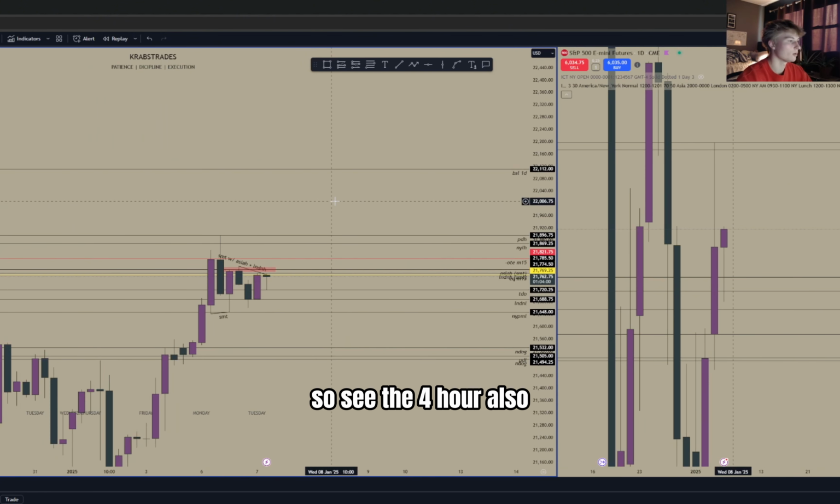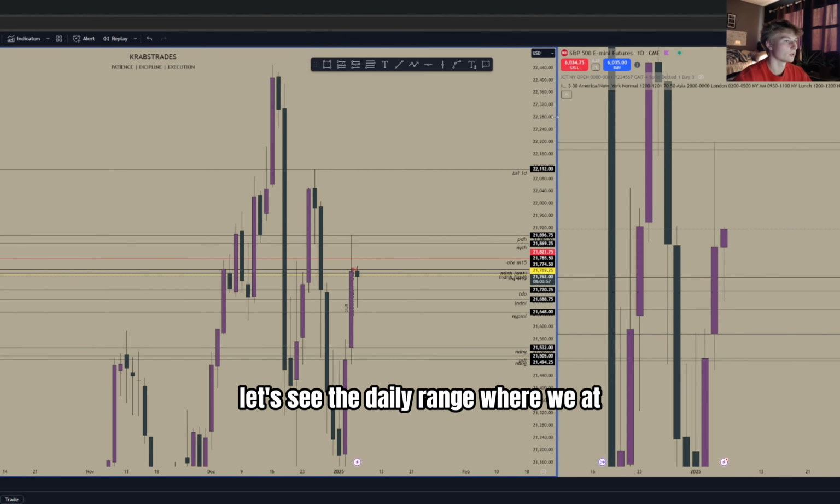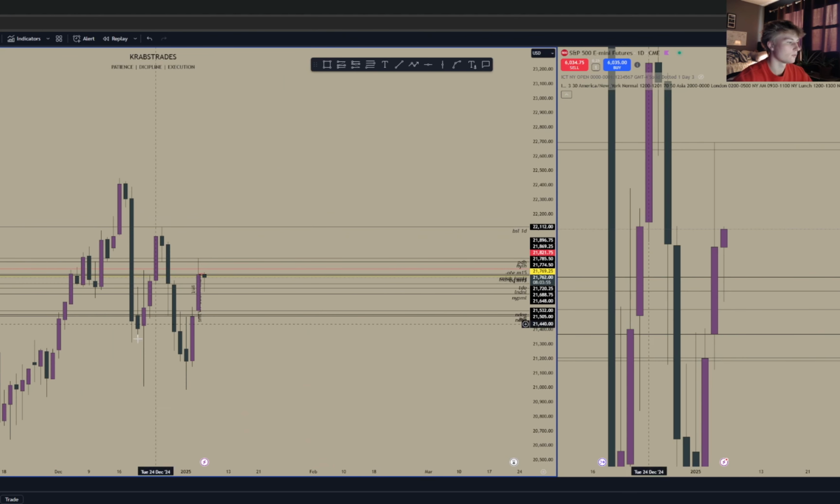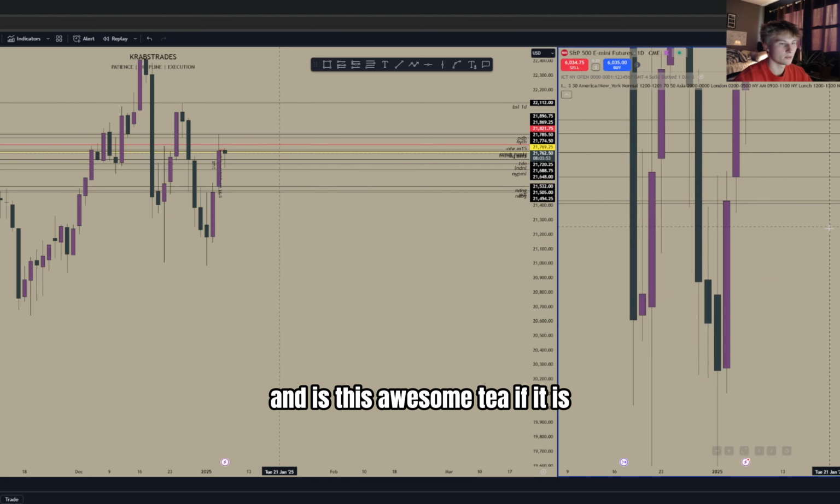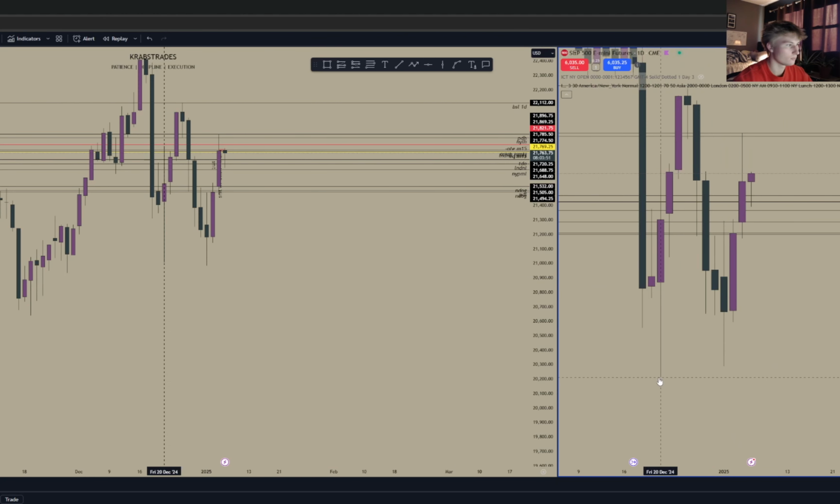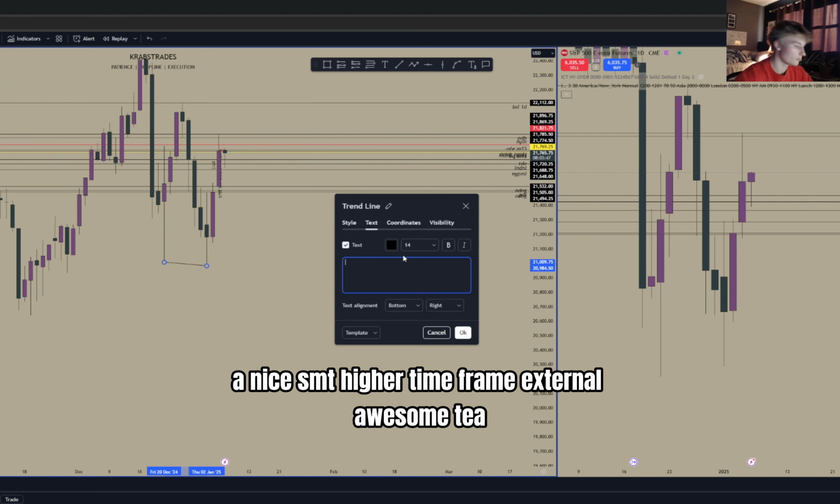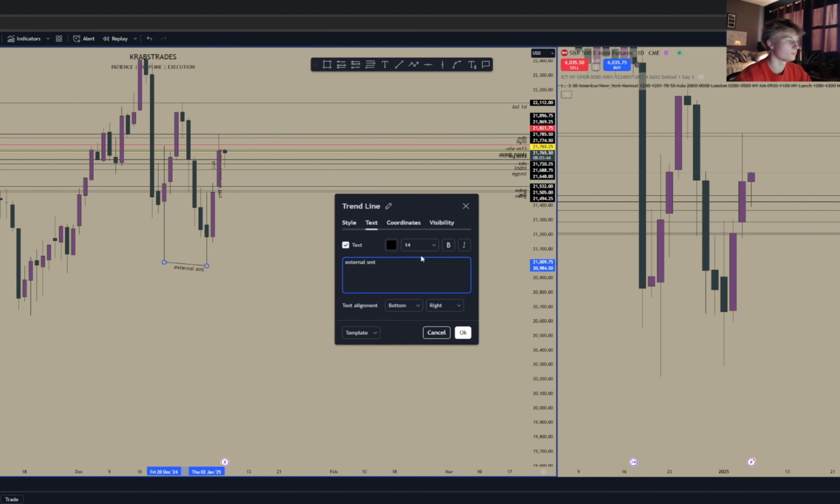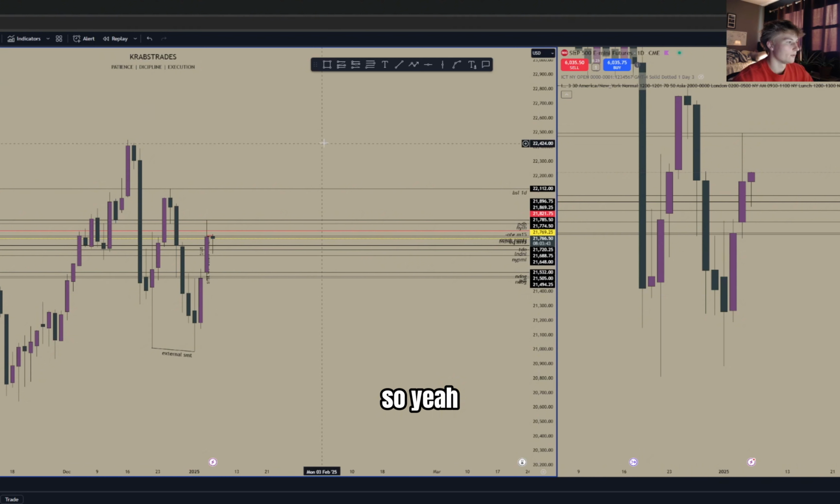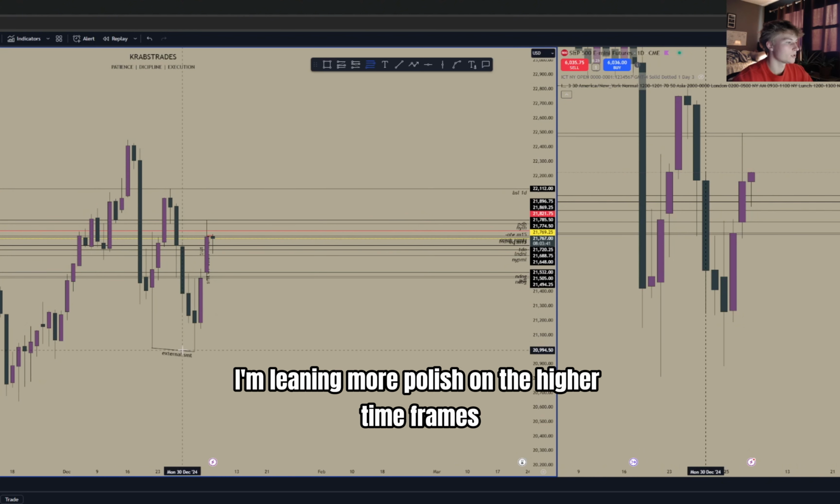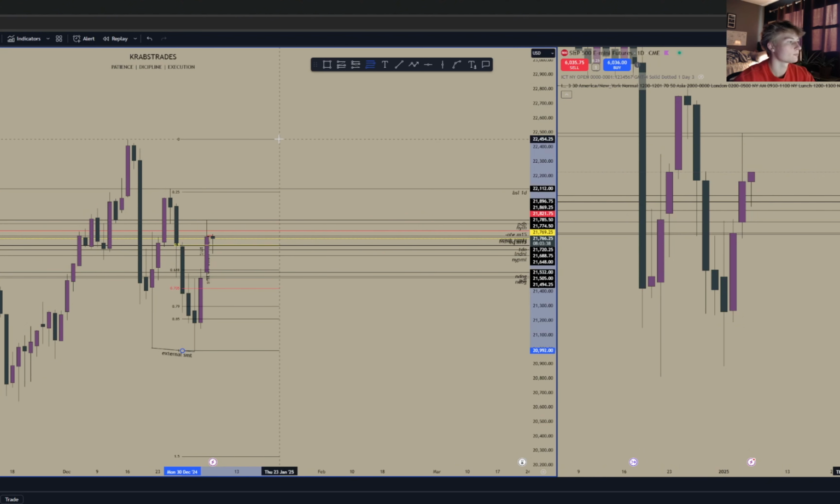So let's see the 4 hour. Also, let's see the daily range, where we at. And is this an SMT? If it is, a nice SMT, higher time frame, external SMT. So yeah, I'm leaning more bullish on the higher time frames.